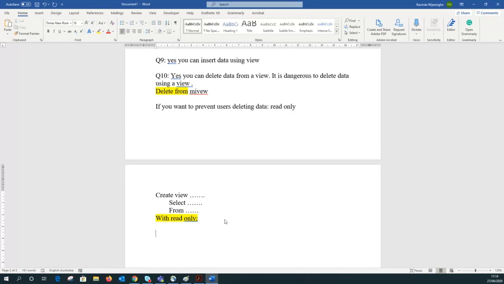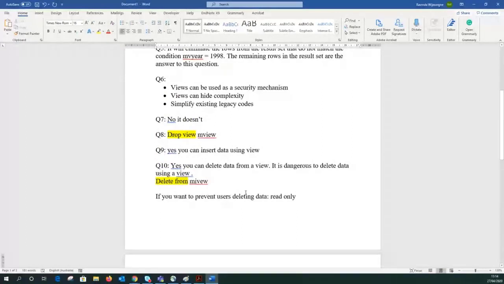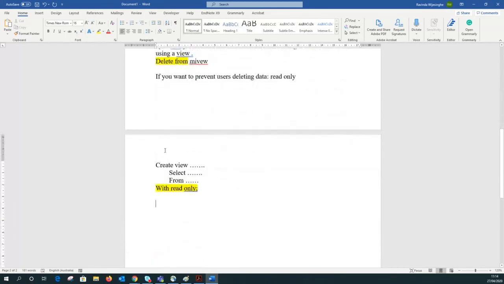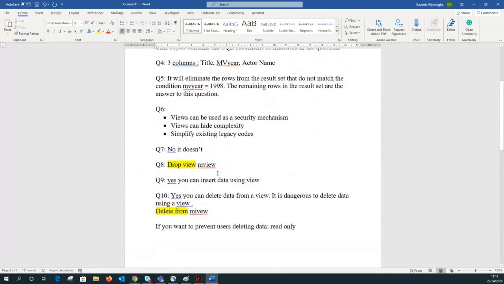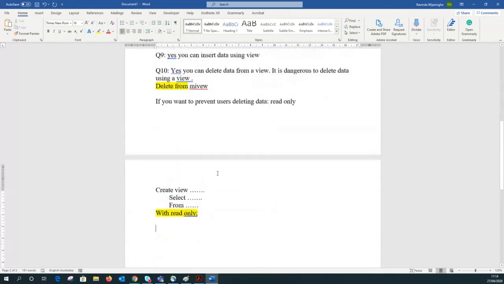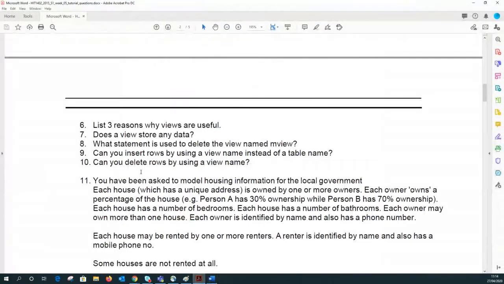I think I have explained that in last week's lecture. Now you need to remember these things: how to create a view, why we create the view, how to drop the views, how to delete the data from the views, how to insert the data using a view, and how you can prevent people from deleting the data. This is how you prevent it. These kinds of things are examinable in your final test. So that is the answer to question 10.